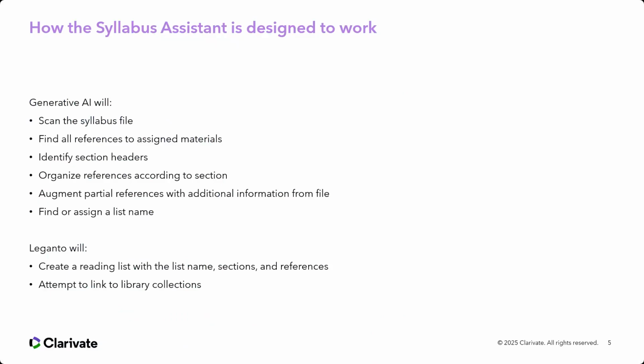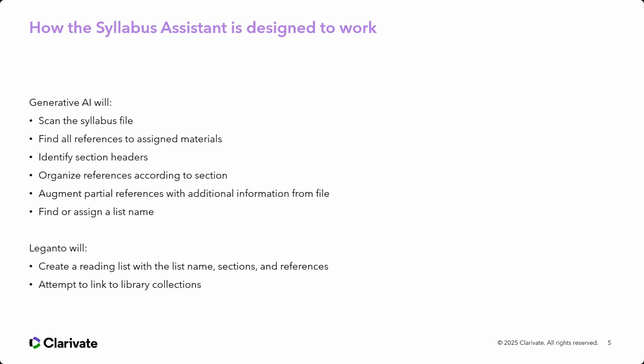So we're using generative AI to scan the syllabus file. We're scanning the file and looking for all references to course materials or to assigned materials for the course. I'll go through a little bit more about exactly what that means, but we're also looking for the different section headers like you saw in the example that I just showed, and then organizing those references according to the section that they're in within the original file. There's also a step where we are augmenting partial references with additional information where it's somewhere else in the file, and I have a couple of examples of that I can show as well.